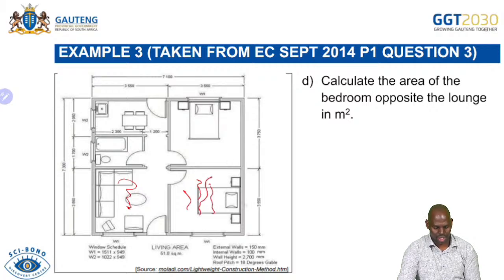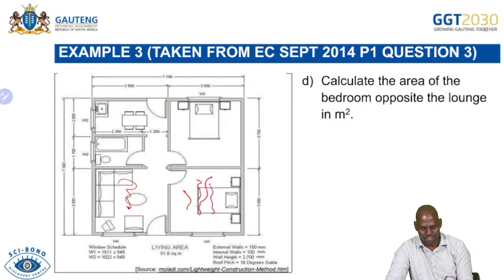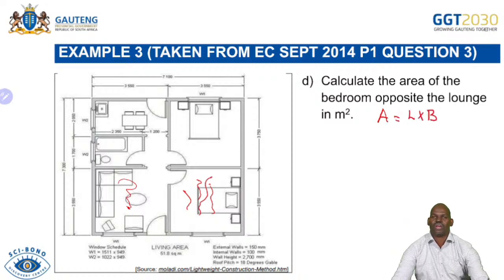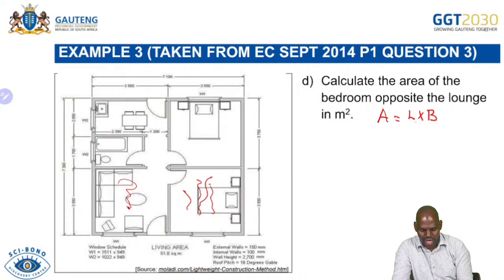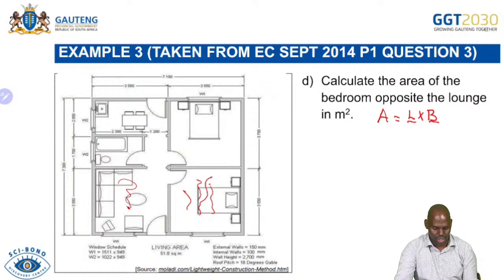Then you can see that this is a rectangular shape. So it means the formula that we need to use is area equals length times breadth. Once you see a rectangular shape, you must use the formula of length multiplied by breadth. Now the question is, do we know what the length and the breadth are? Now we need to check. Remember, the length is the longer side of the bedroom, and the breadth is the shorter side. In some cases, some people will say it is the width.